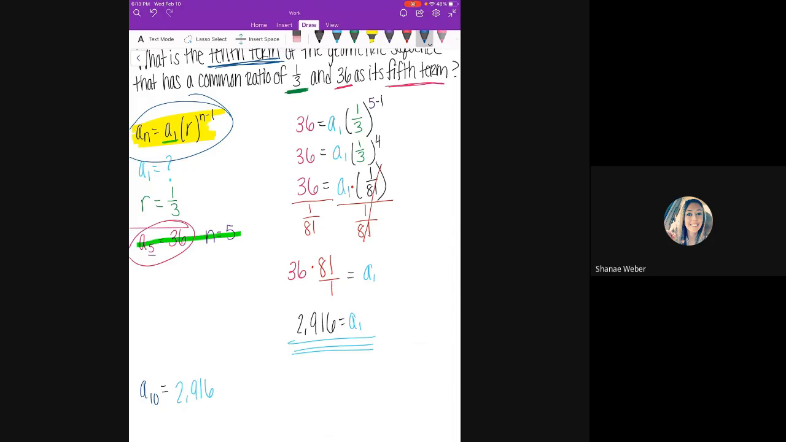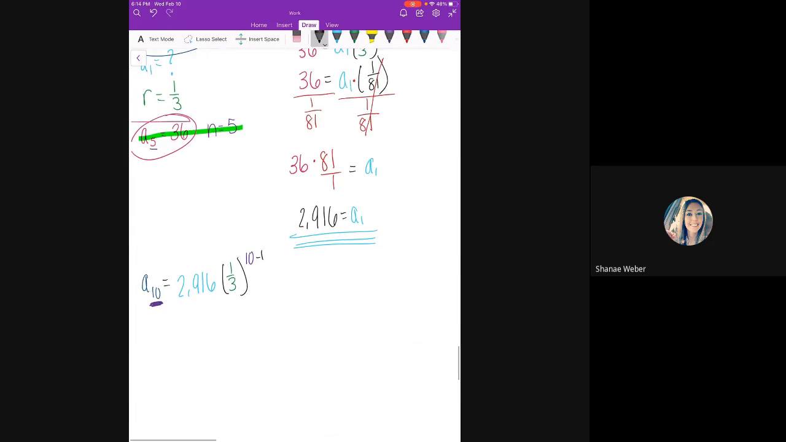Actually, this is going to be A sub 10 equals A1, which is 2,916 times R, and R is still 1/3, to the n minus 1. And because my n is 10, because I'm getting that from here, I'm going to have 10 minus 1. So really, I have A sub 10 equals 2,916 times 1/3 to the 9th power, because 10 minus 1 is 9.